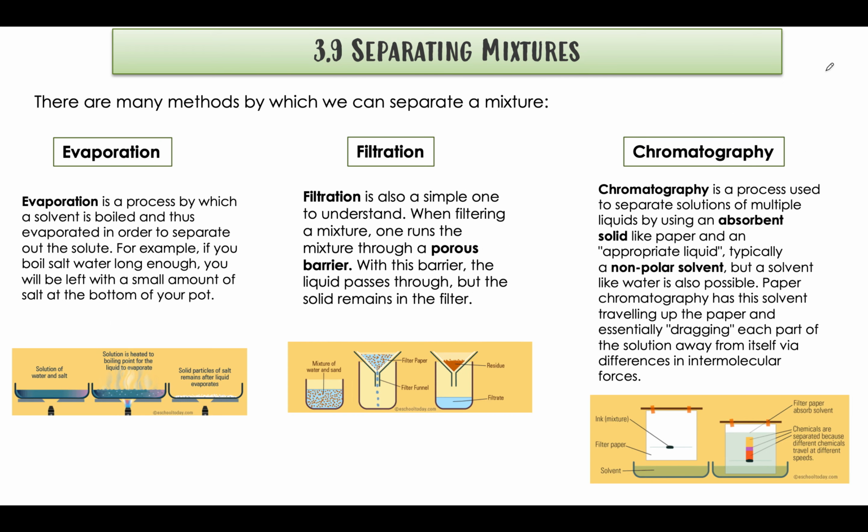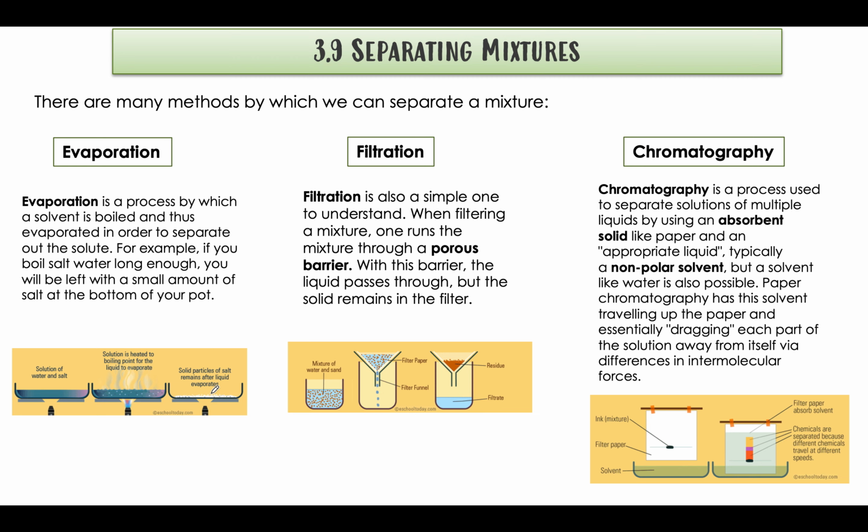Now, there are many different methods in which we can separate a mixture. Some of these you have done, some of these you've probably heard of, some of them you haven't. So, first one is evaporation. Evaporation is a process by which a solvent is boiled and thus evaporated in order to separate a solute. For example, if you boil salt water long enough, you will be left with a small amount of salt in your pot. You know what evaporation is. If you leave a pot of salt water on the stove for long enough, eventually all of the water is going to evaporate out and salt's going to be left over.